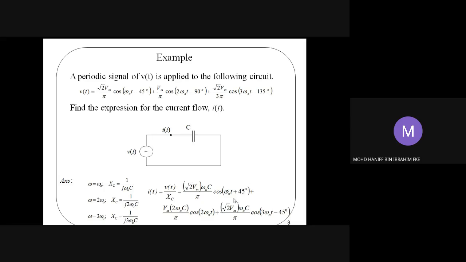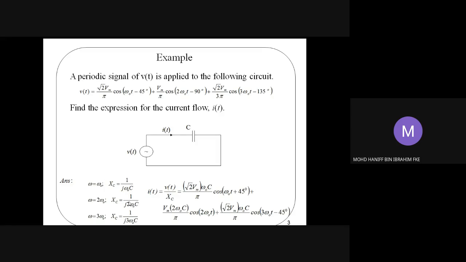So how can we get this? I think you have to go back to the basics of circuit theory. Since we have the division with j omega naught c, due to this effect of j, which is supposed to be negative 90 degrees, Vt divided by Xc, the negative 90 will become positive 90, and plus negative 45, it will become positive 45. So that should be the first response when the frequency is omega naught.